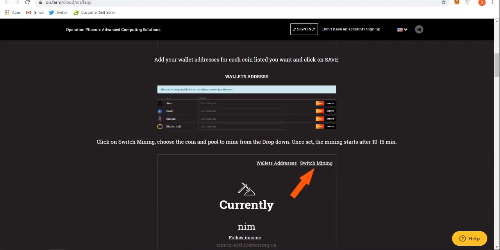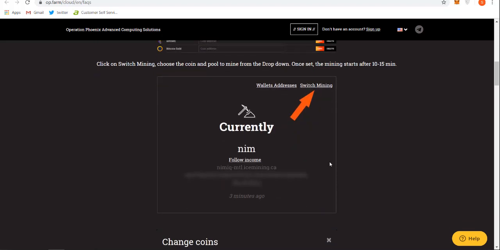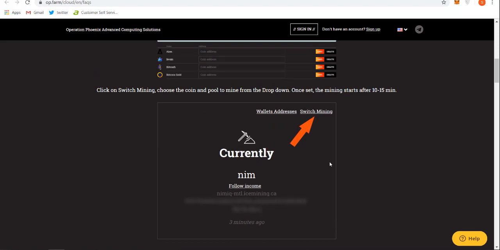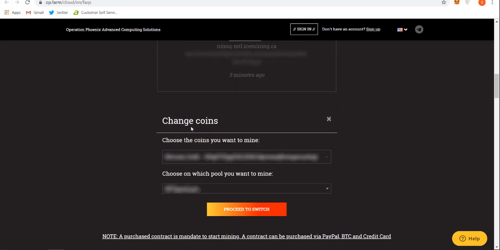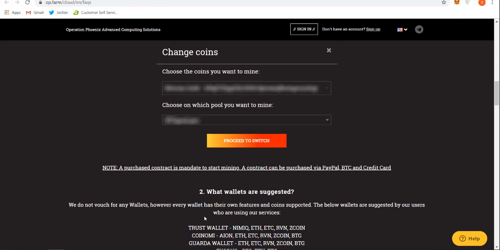Click on switch mining, choose the coin and pool to mine from the drop down menu. Once set, the mining starts after 10 to 15 minutes. So it is only taking a cooldown period of 10 to 15 minutes. Just select your coin and it will start mining as soon as possible within 10 to 15 minutes. You can change your coin, choose the coin you want to mine, choose which pool you want to mine on, and then just click on proceed to switch.